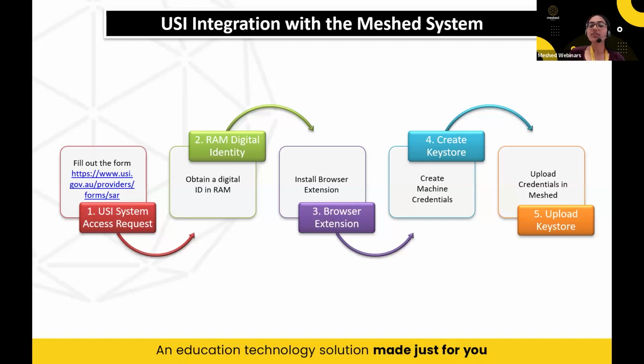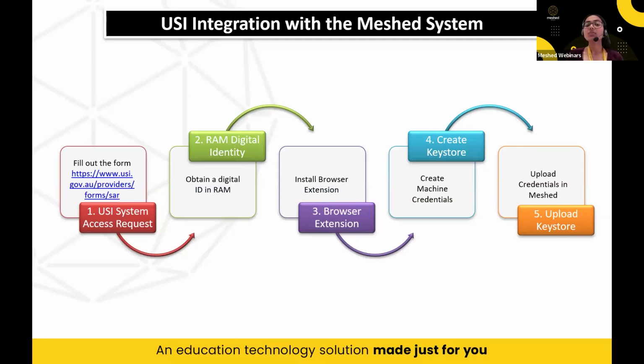So the first step obviously is the USI system access request, which starts even before integrating the USI to the mesh system. So this is a prerequisite. You need to fill up the form as provided through this link. Once you go to this link, you need to fill out a system access request form specifying why and how you wish to use the USI web service. Once the access is granted, only then you will be able to set up the USI integration with the mesh system.